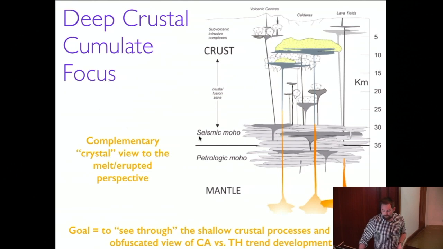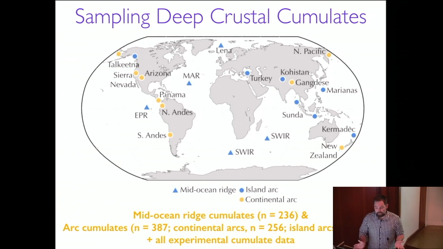So what we hoped to do in this study was to get a complementary crystal view to the erupted perspective, to say, well, let's try to look through all those obfuscations or confusions that may be caused by differentiation in the shallow crust and see if we can get a better view as to the source of the calc-alkaline and tholeiitic rocks. So to do that, we did not go to all these places. We scoured the literature effectively and just looked for occurrences, reports of magmatic cumulates that have been brought to the surface. And we focused for now on mid-ocean ridge environments and island arcs and continental arcs. And so we have a large database, over 500 major element analyses from different parts of the world, and that's what I'm going to show you and focus on today.